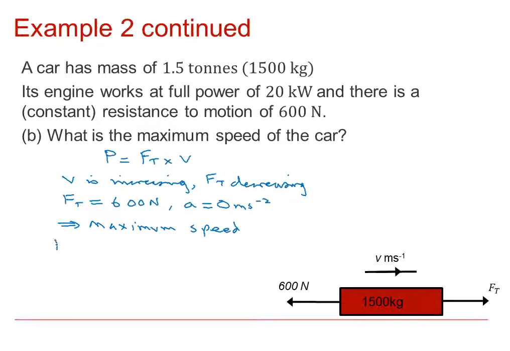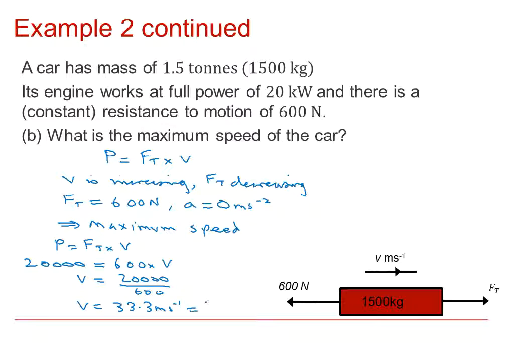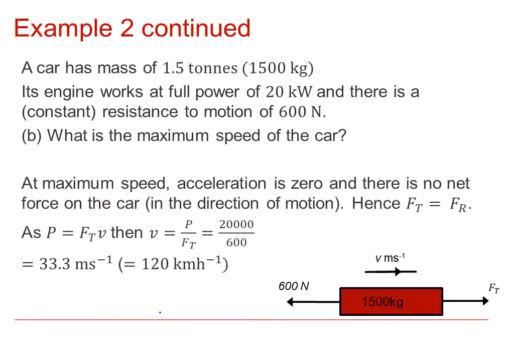So we know that power is tractive force times speed. The power is 20,000. Once we reach this maximum speed and we're in the equilibrium state, the tractive force is 600 newtons and the speed is V. So V is 20,000 over 600. So V is 33.3 meters per second, or if you prefer, 120 kilometers per hour. And again, we can see the method there.